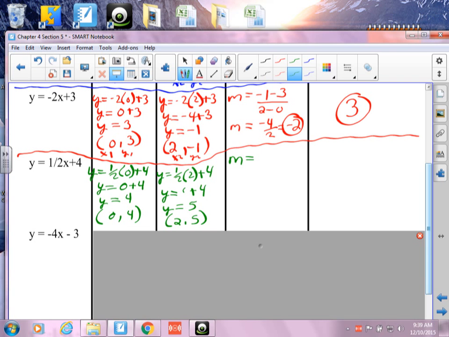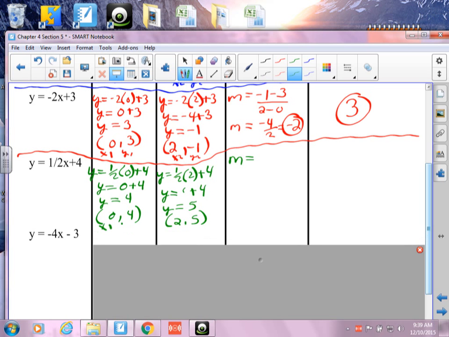Right? What's my y2? 5. Oh, I forgot to label them. x1, y1, x2, y2. 5 minus 4 over 2 minus 0. m gives me 1/2. Okay, what's my y-intercept? 4, because of my ordered pair.